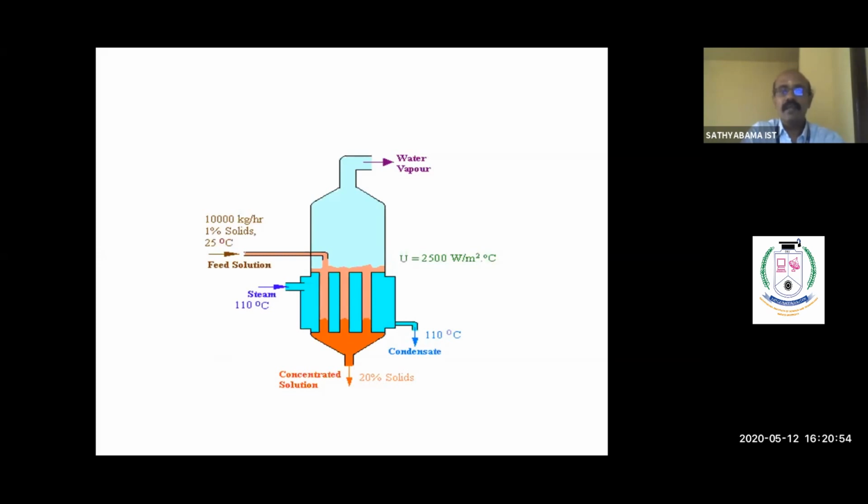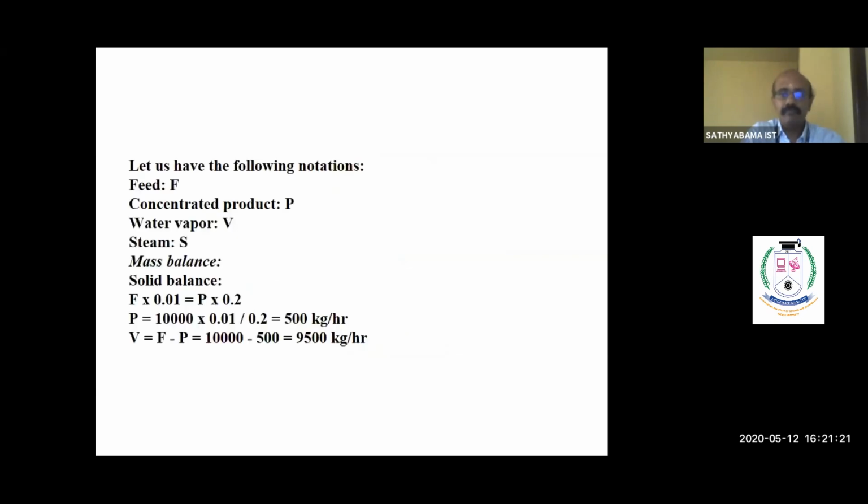So this is the schematic representation of the problem, wherein 10,000 kg/h of feed with 1% solids is supplied at 25 degrees centigrade, where the steam is supplied at 110 degrees centigrade, and the condensate is leaving the evaporator at the same temperature, 110 degrees centigrade. Then the feed consists of 1% solids, and the liquor consists of 20% solids, wherein the overall heat transfer coefficient is 2500 W/m² °C. So let us have the following notations: feed F, concentrated product P, and water vapor V.